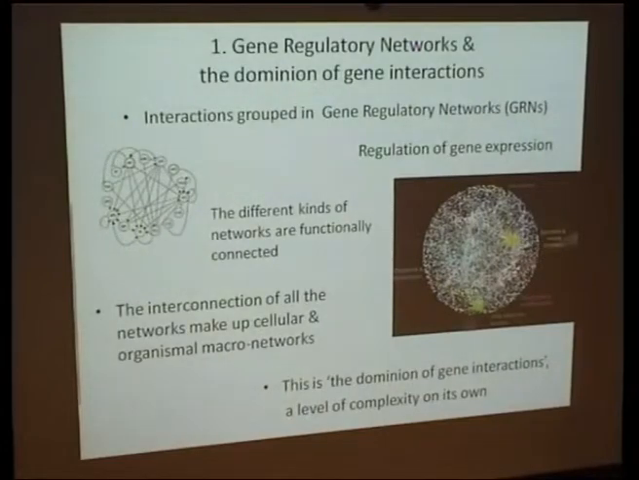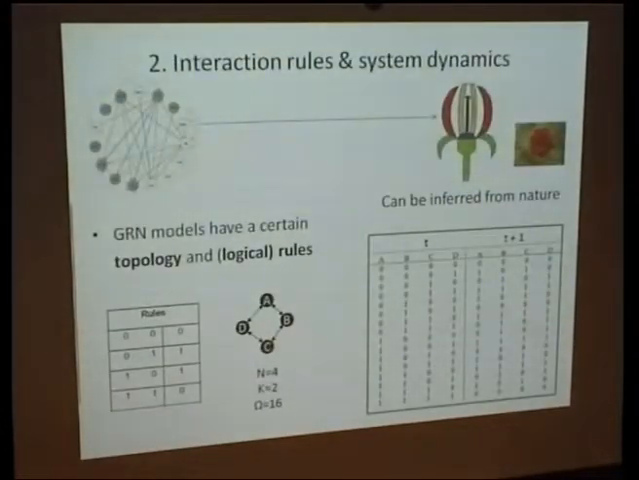This is what I'm calling the dominion of gene interactions, which has also been called the interactome, but it is not just the collection of interactions. It also allows for the participation of stochasticity and environmental processes. So it's a level of complexity on its own. Now, gene regulatory network models, that probably many of you know, can explain specific parts of this macro network. In these models, the nodes are the genes and the connections are the interactions.